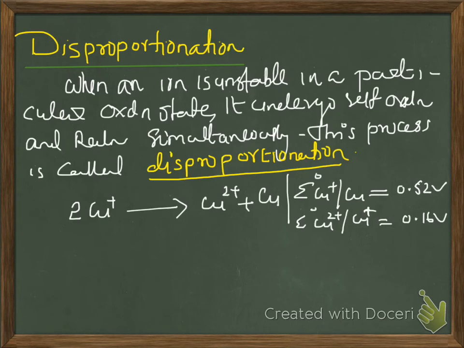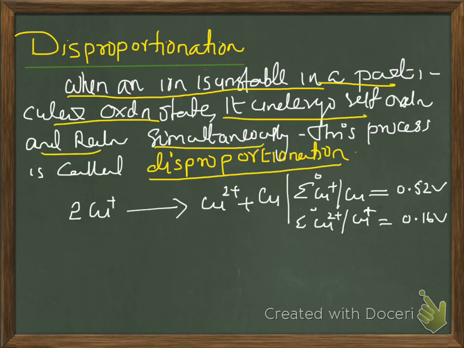Now you have to see two processes, disproportionation and comproportionation. Disproportionation, you have heard it very clearly. I don't know about the comproportionation. Anyway, disproportionation is familiar to you. When an ion is unstable in a particular oxidation state, it undergoes self-oxidation and reduction simultaneously to neighboring oxidation states. That is called disproportionation.